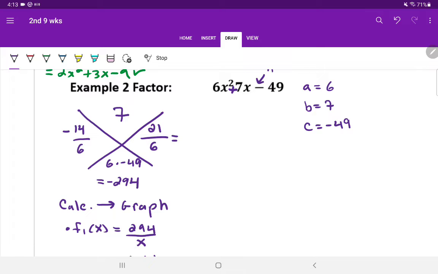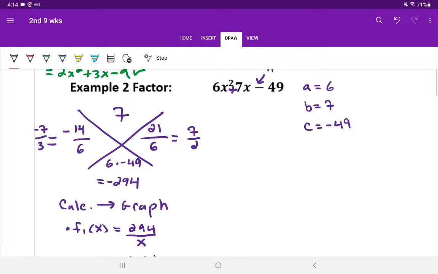Okay, reduce this. 21 over 6 reduces to 7/2, and if you're not good at reducing, type it in your calculator, and it will give you the reduced form. If it gives you the same number back, it's already reduced. But you don't want decimals. And the negative 14 over 6 will reduce to negative 7 over 3.